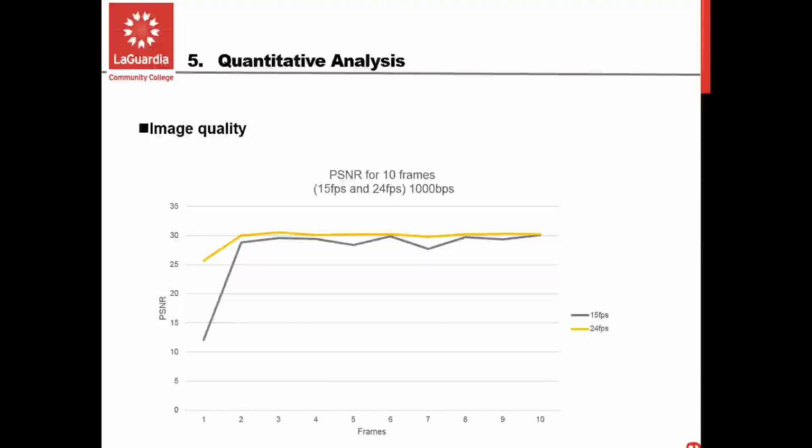As you can see, the 24 FPS video had a slightly higher image quality than the 15 FPS video. One possible explanation of this is that the 24 FPS video used more energy than the 15 FPS video and thus was able to have a higher image quality.